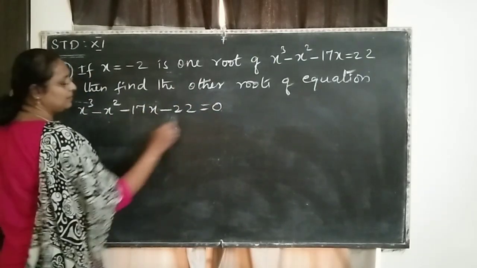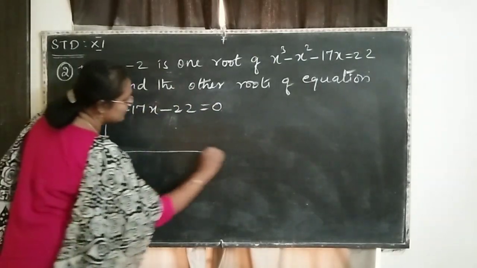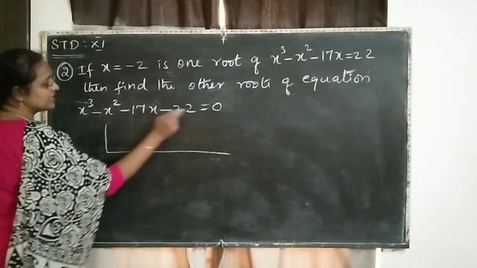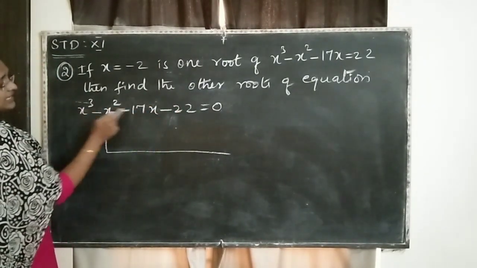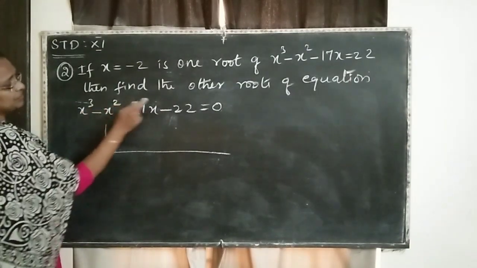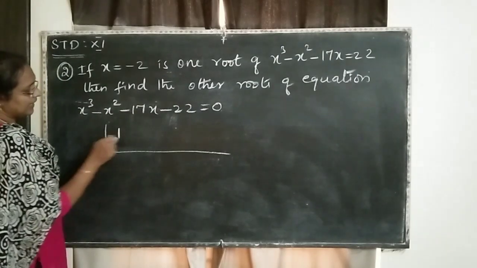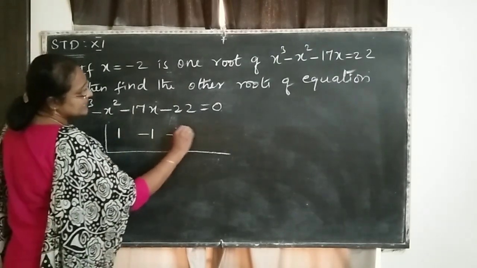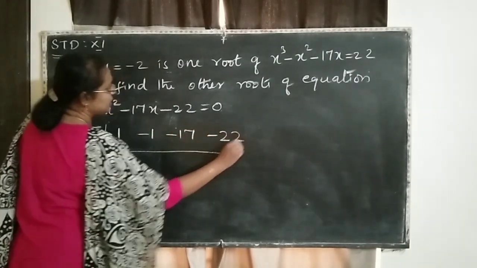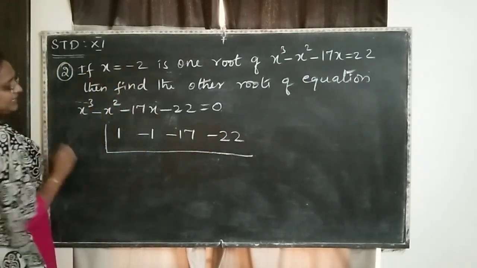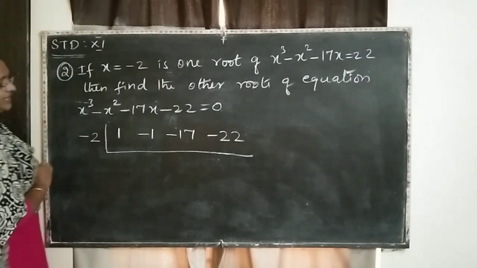Now this becomes a cubic polynomial expression. Now let's use the L-shaped synthetic division. Write the coefficients alone. First check whether it is in the same order, 3, 2, 1 and then 0. So now write down the coefficients 1, minus 1, minus 17, minus 22. Yes or no? Now look into the value of x. What is given here? Minus 2. So I am going to write minus 2 here.